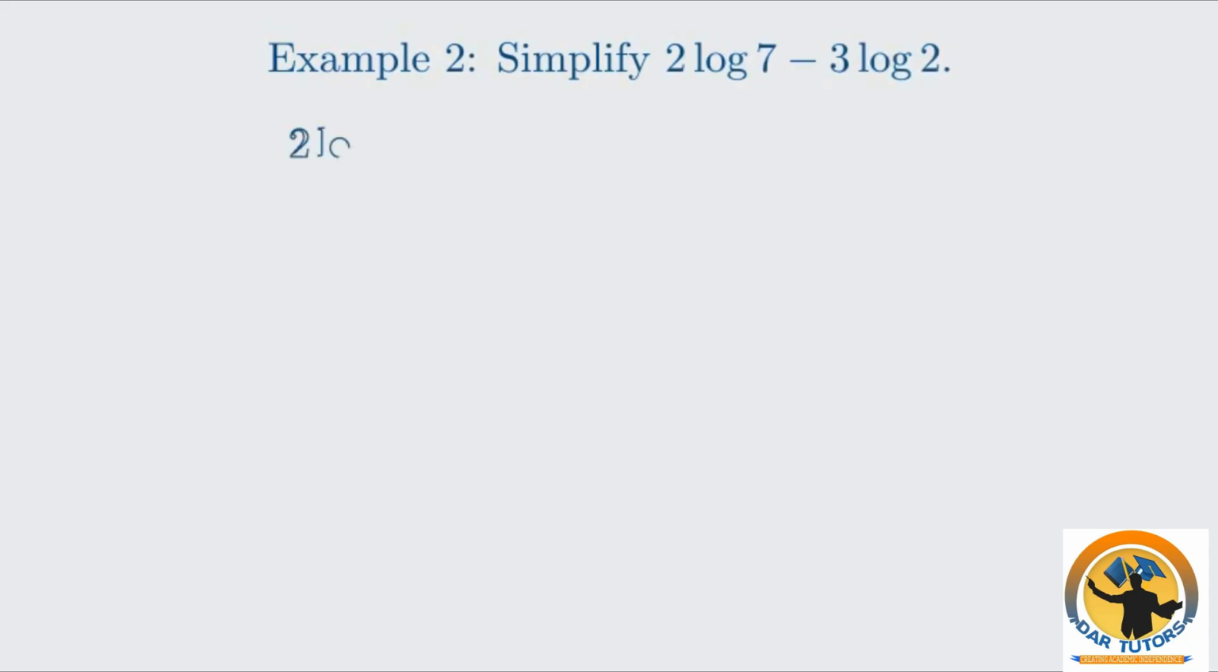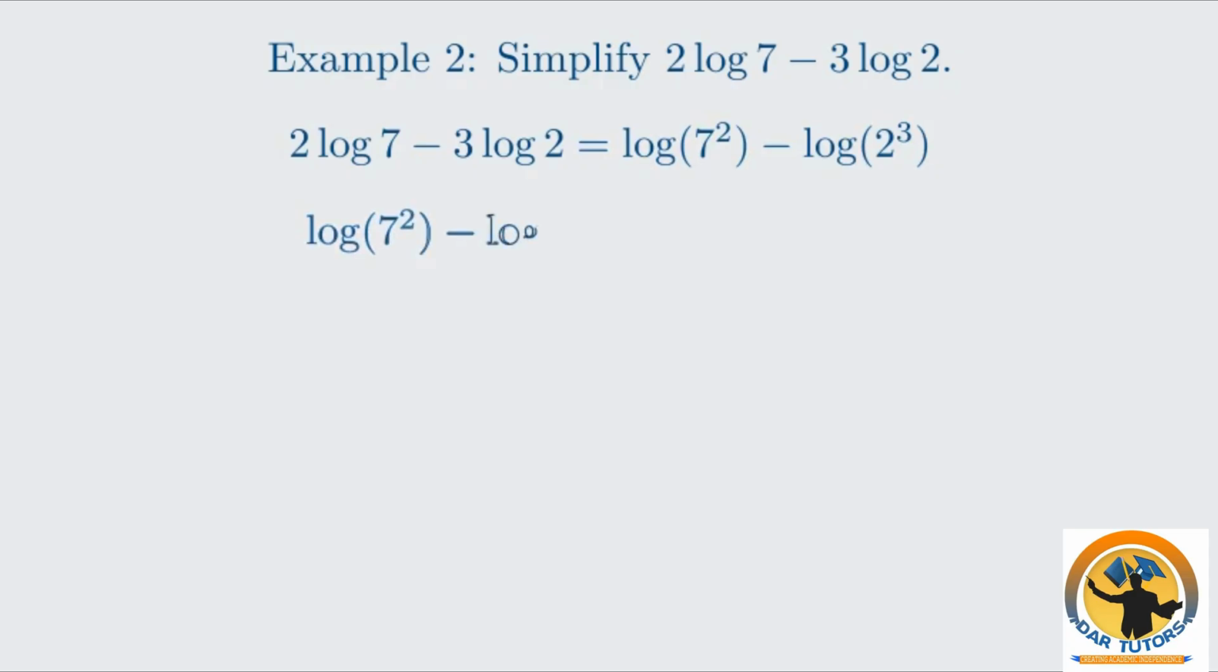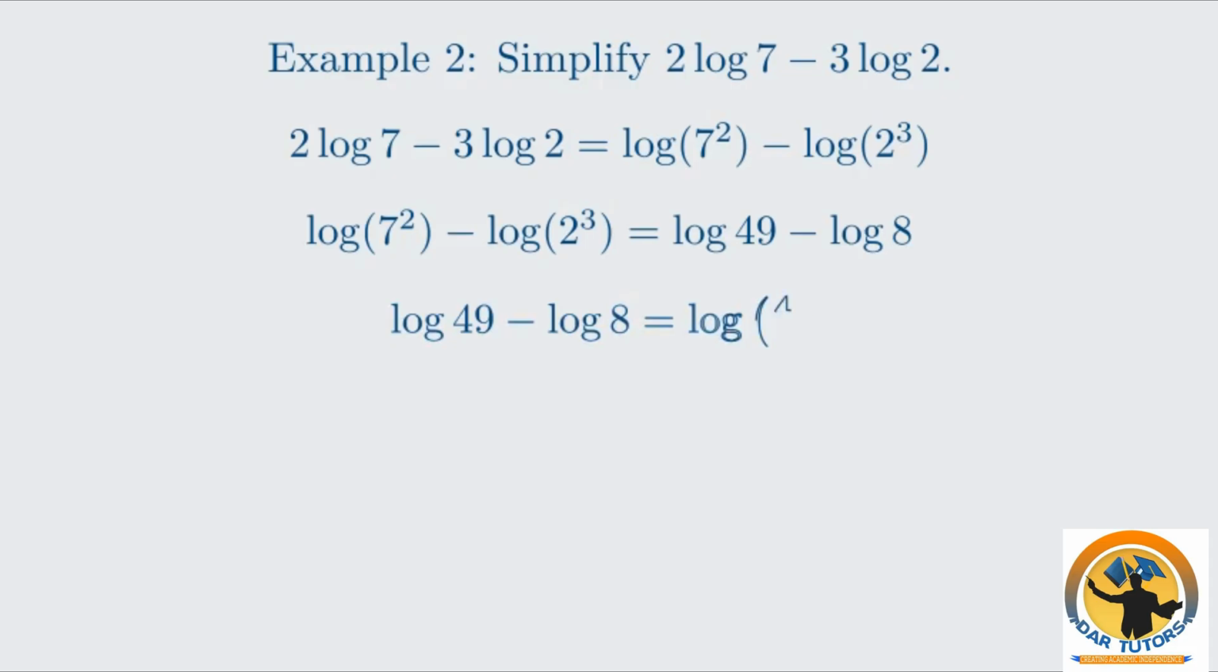Let's try an example that combines the power law and the quotient law. Simplify 2 times log of 7 minus 3 times log of 2. First, we apply the power law to both terms. The coefficient becomes the exponent, so 2 log 7 becomes log of 7 squared, and 3 log 2 becomes log of 2 cubed. Next, we evaluate the powers. 7 squared is 49, and 2 cubed is 8. So we have log of 49 minus log of 8. Finally, we use the quotient law. The difference of logarithms is the logarithm of the quotient, so the simplified expression is log of 49 over 8.